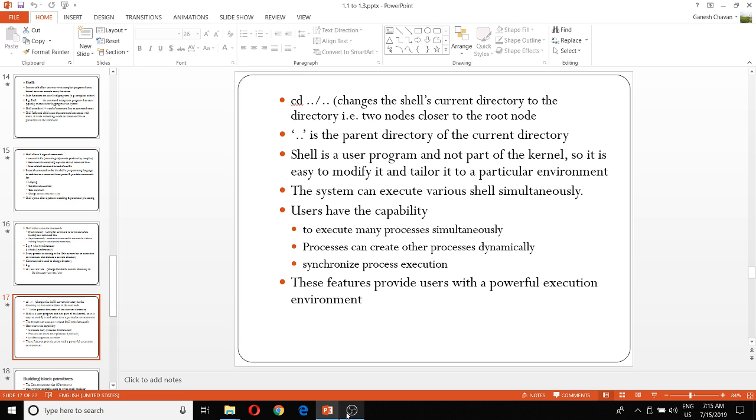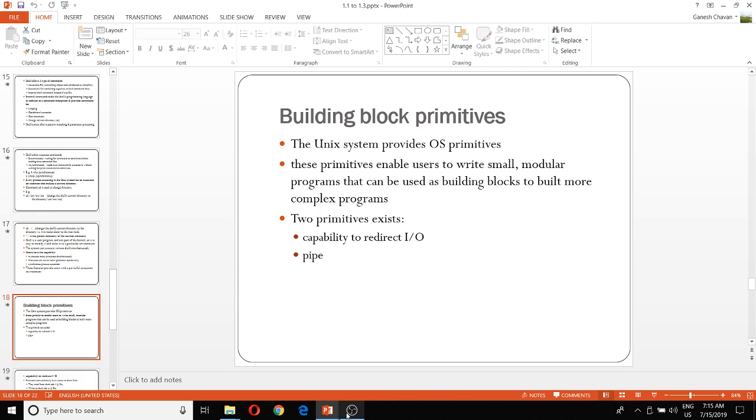The shell is a user program and not a part of the kernel, so it is easy to modify it and tailor it to a particular environment. The system can execute various shells simultaneously. Users have the capability to execute many processes simultaneously. Processes can create other processes dynamically and synchronize process execution. These features provide users with a powerful execution environment.